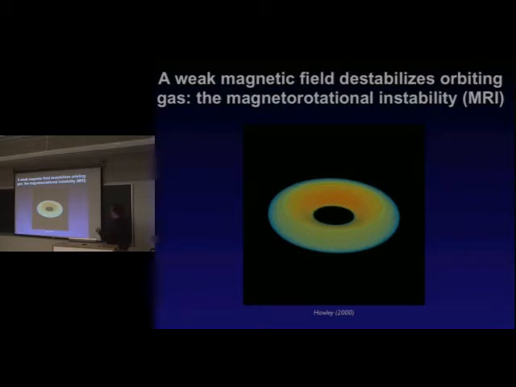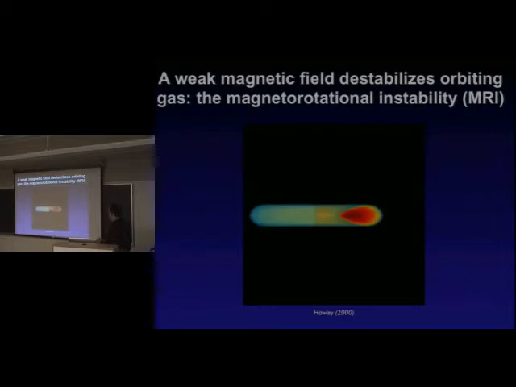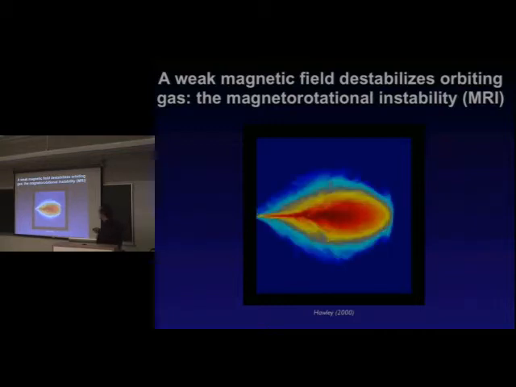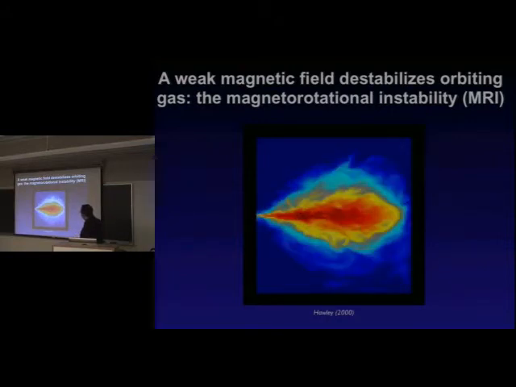Basically, I just played this movie here. This is by John Hawley 12 years ago now. It starts off with a donut of gas, and this is the log of the gas density. You can't see it here, but there are magnetic field lines that thread the torus, and the magnetic field is relatively weak compared to the gas pressure. And it's rotating around a black hole in this case. What you can see here is that the gas rapidly becomes turbulent and stuff starts to accrete inwards.